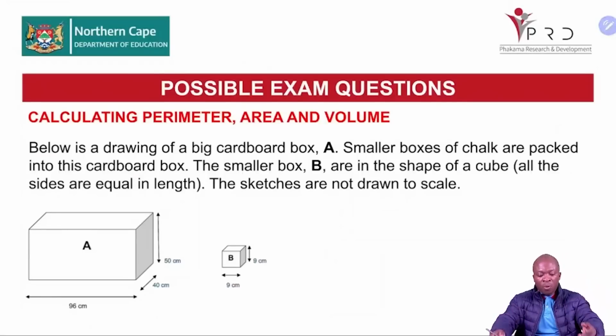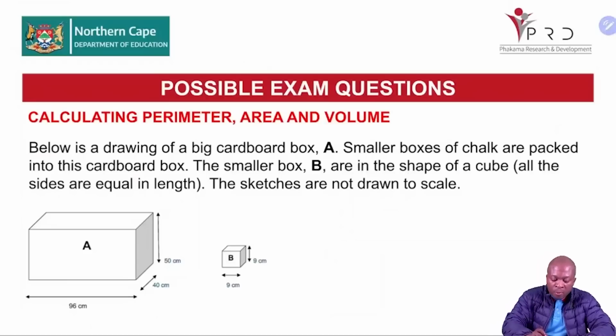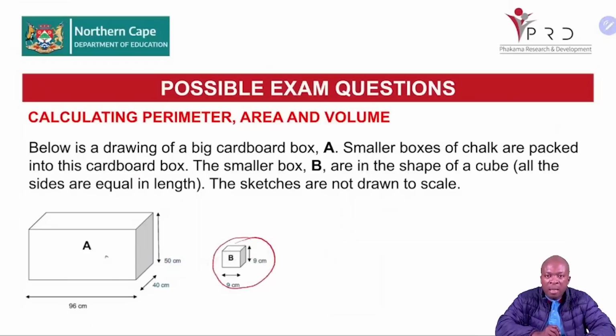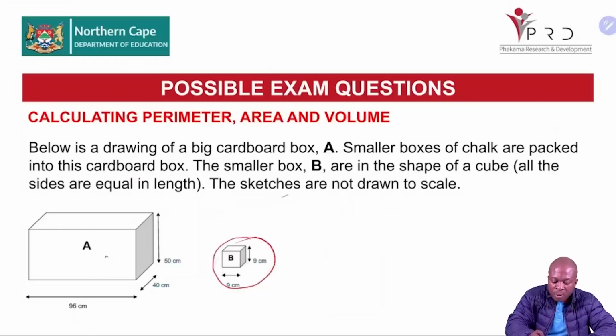Now, I have given you a variety of questions that I want us to go through quickly so that we can see whether we can understand what we're doing. So here, we have got these small boxes. We want to pack them in this box A, meaning we want to pack box B into box A. So like what we did previously, you take each one. The first one is what? 96 divided by 9.